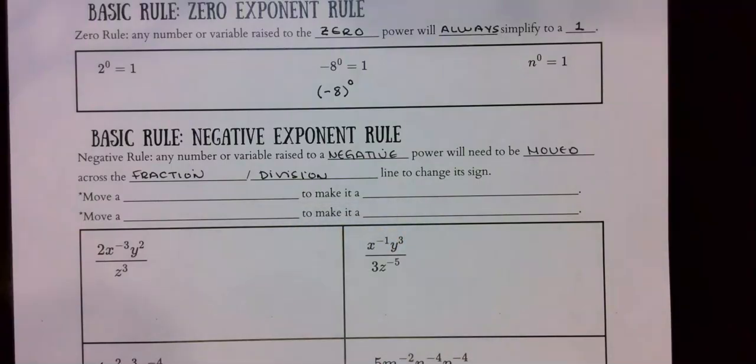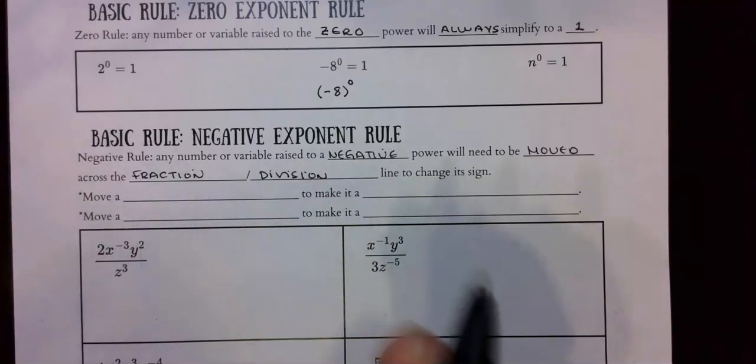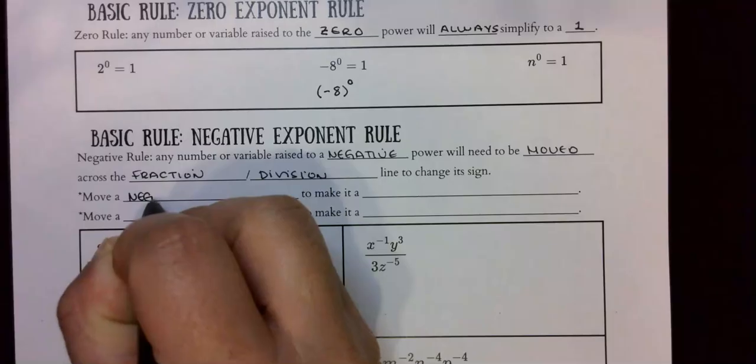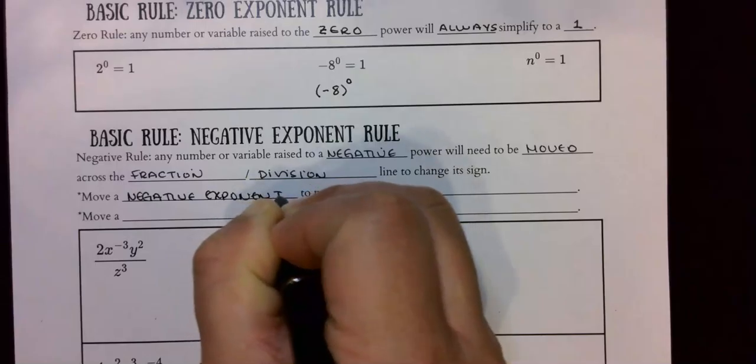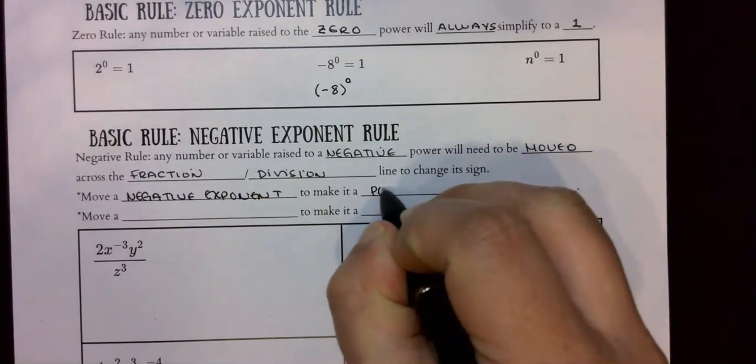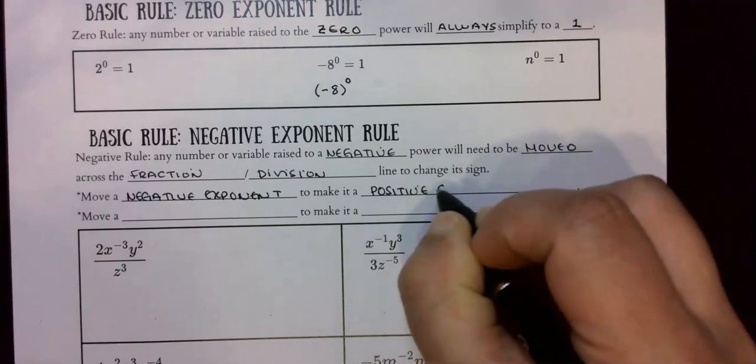So if you notice that there is a negative exponent sitting on the top of a fraction, then you can take that and its base and move it to the bottom, which is the opposite side, and it will change it from a negative to a positive. You can actually do that both ways. Notice that when we move it, it doesn't matter which direction you move it in. As long as you move it, it will change its sign. So move a negative exponent to make it a positive exponent.